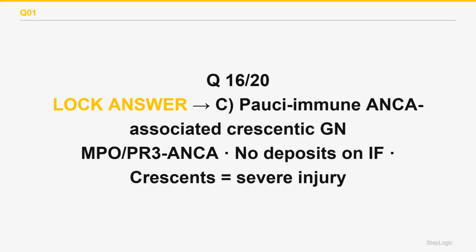The 3 crescentic GN patterns. Type 1, anti-GBM antibodies, linear IgG on IF, Goodpasture syndrome, often lung hemorrhage and nephritis. Type 2, granular immune complex deposits on IF: lupus nephritis, post-strep GN, IgA nephropathy. Type 3, pauci-immune, no deposits, ANCA positive: microscopic polyangiitis, GPA, eosinophilic GPA.